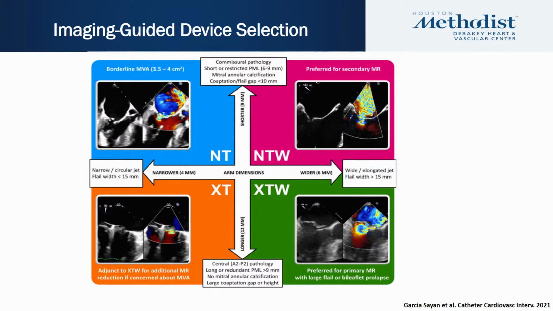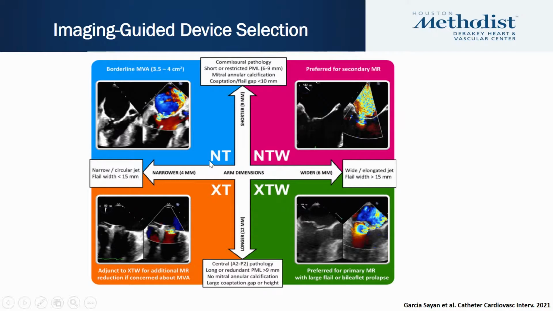This is a figure that demonstrates the newest mitral clip generations, which are the NT and XT-Ws. And the way that the devices are chosen are based on the posterior leaflet length. So the NT and the NT-Ws have shorter arms, so those would be used in cases with shorter posterior leaflets, while the XT-W and the XT have longer arms and are used in cases where you have longer posterior leaflets.